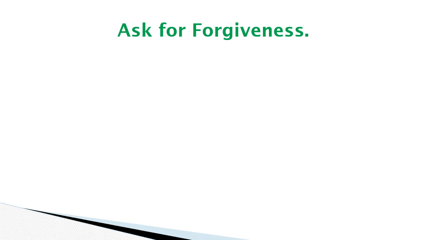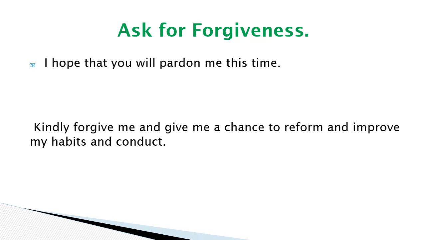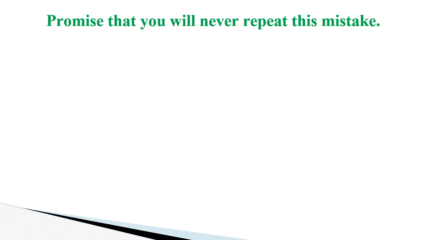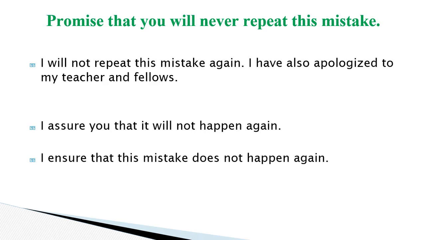How you can ask for forgiveness? You can write down, I hope that you will pardon me this time, or kindly forgive me and give me a chance to reform and improve my habits and conduct. And at the end, you will promise your teacher that you will never repeat this mistake. How you can write this sentence? You can write, I will not repeat this mistake again. I have also apologized to my teacher and fellows. I assure you that it will not happen again. Or you can write, I ensure that this mistake doesn't happen again.